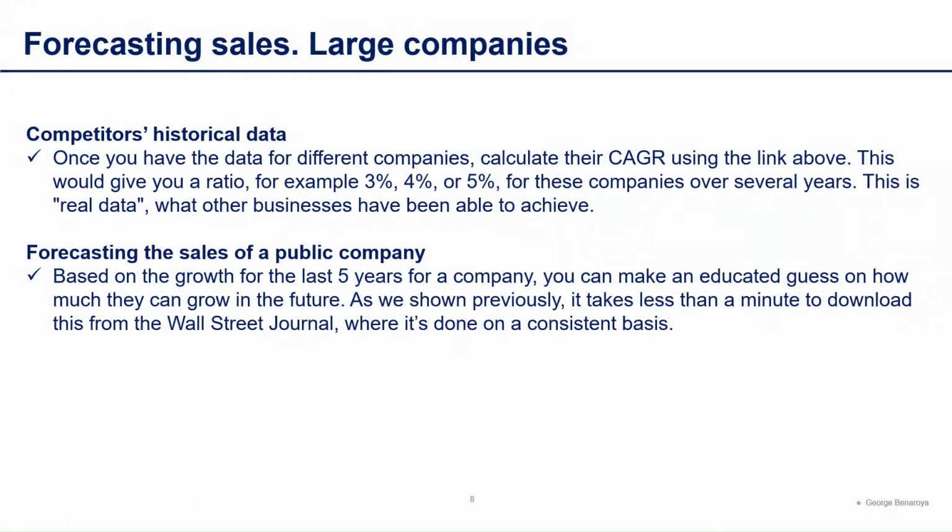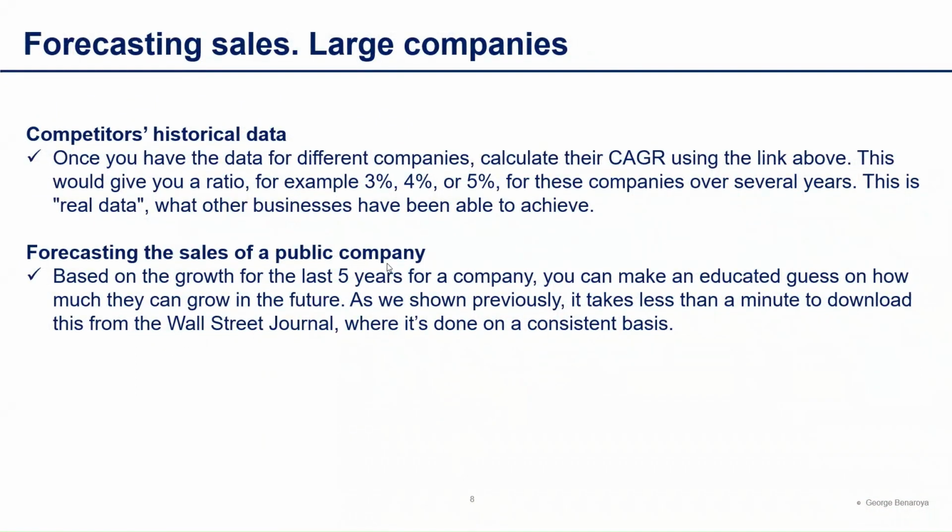Forecasting sales. Competitors' historical data. Once you have the data for different companies, calculate their CAGR using the link above. This would give you a ratio, for example, 3%, 4%, or 5% for these companies over several years. This is real data, what other businesses have been able to achieve.